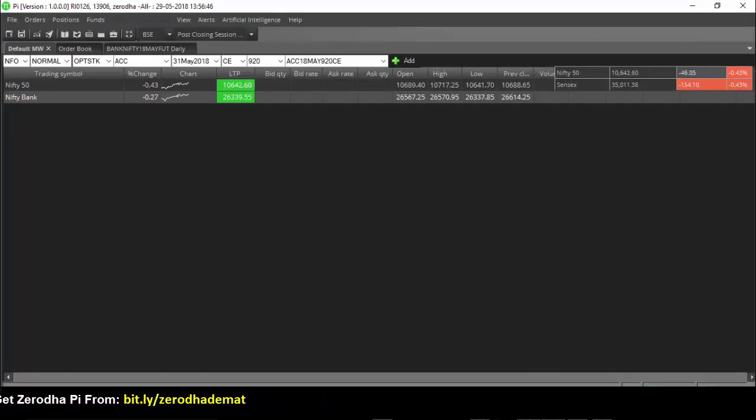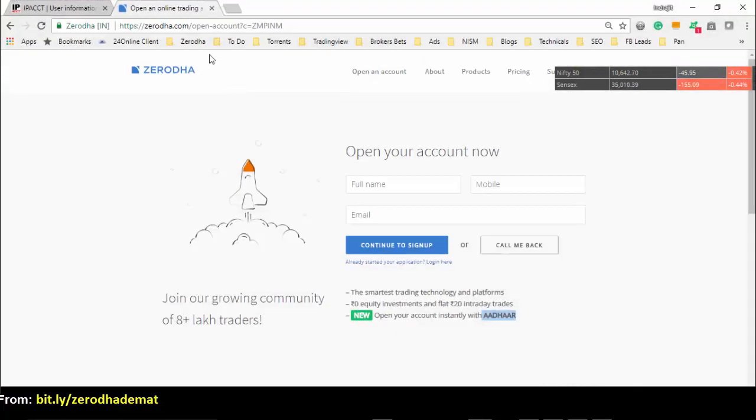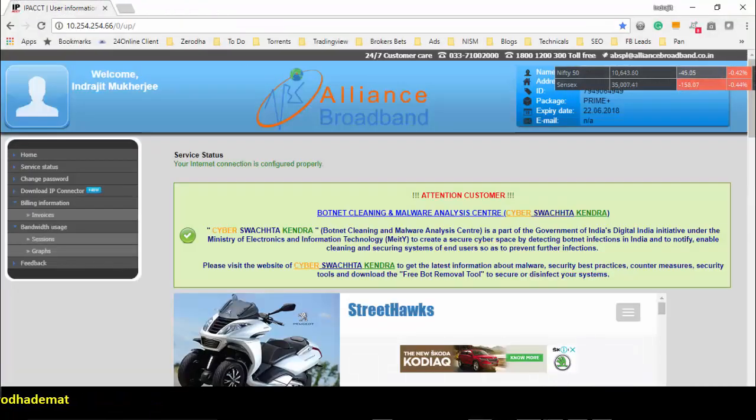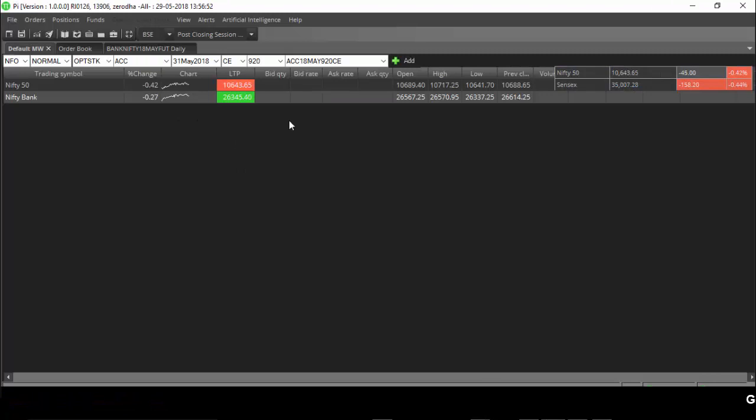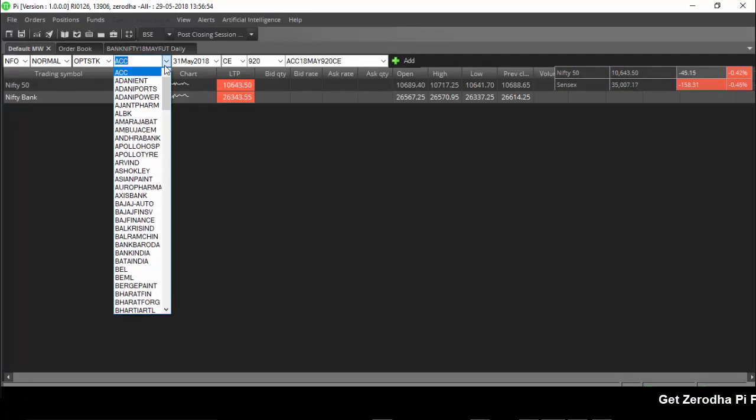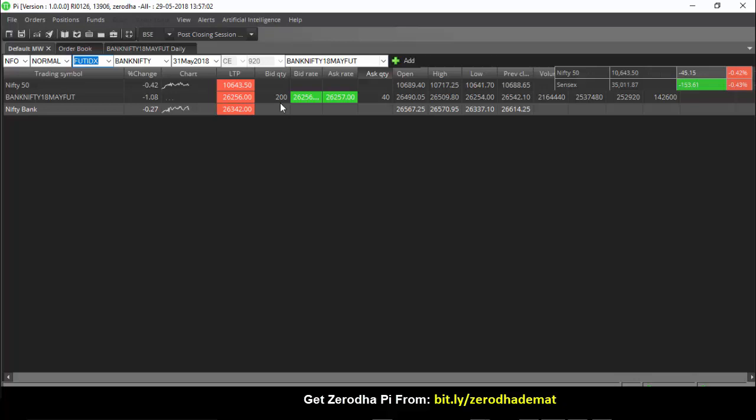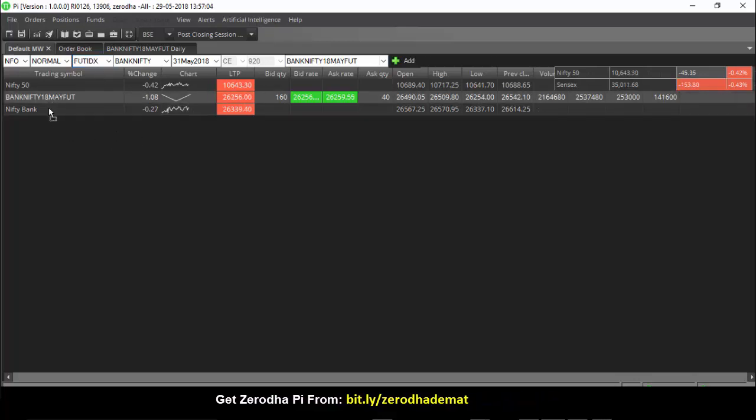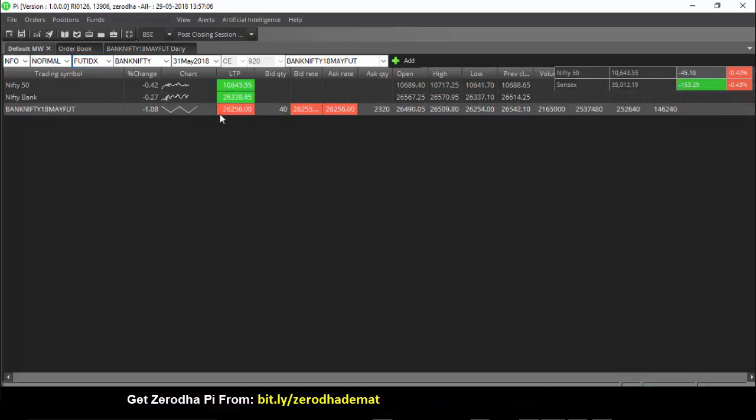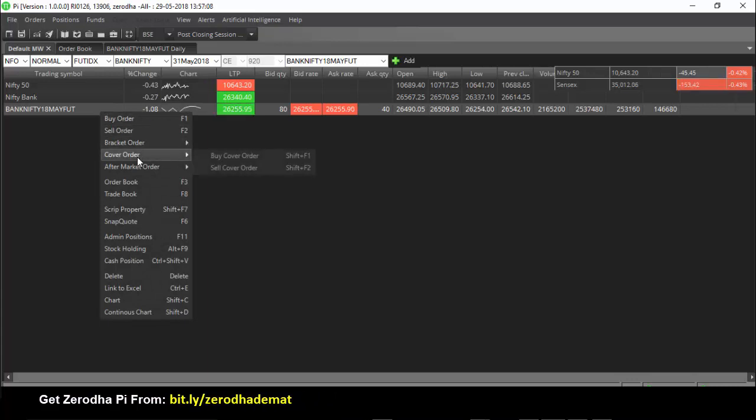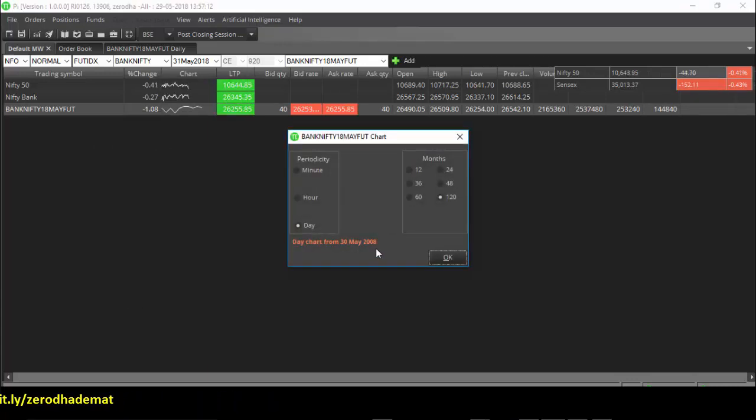So now I'll show you. Let us cross this. So this is Zerodha Pi terminal. Let us add the Bank Nifty futures contract. So let us go to future index and Bank Nifty 31 May. So add. So this is Bank Nifty's future contract. So now let us open the chart. So now go to the chart and let it be a daily chart.